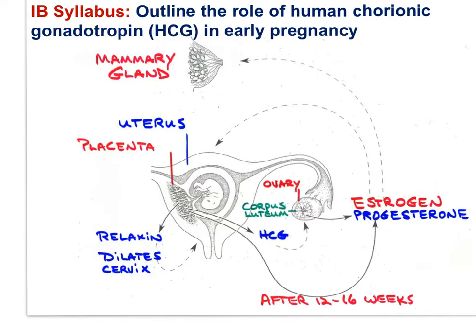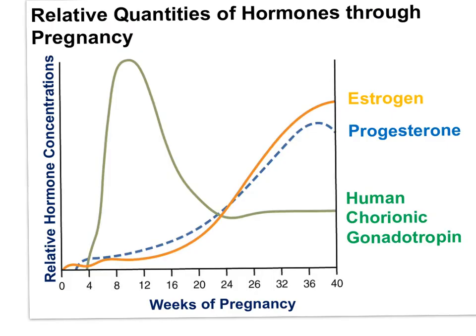After 3 months, the placenta takes over the secretion of estrogen and progesterone that targets the uterine lining to sustain pregnancy. Here's the relevant IB syllabus statement. Outline the role of human chorionic gonadotropin, HCG, in early pregnancy. Here's a graph of the relative levels of hormones during the 40 weeks of pregnancy.